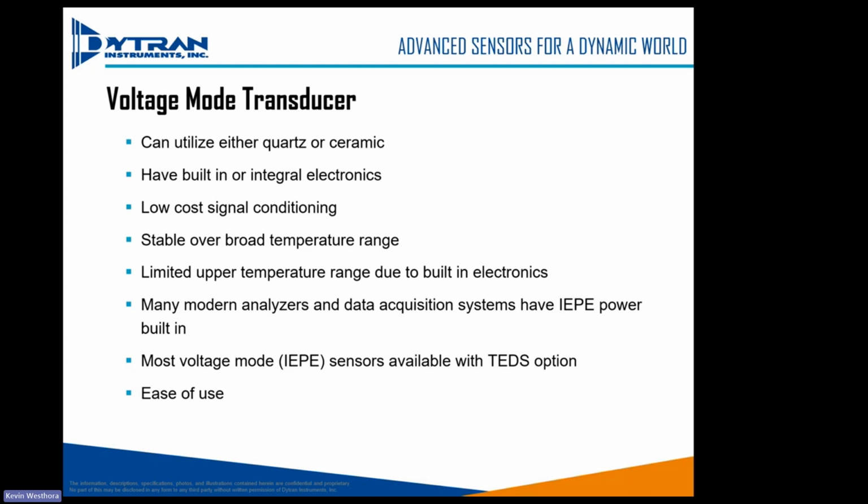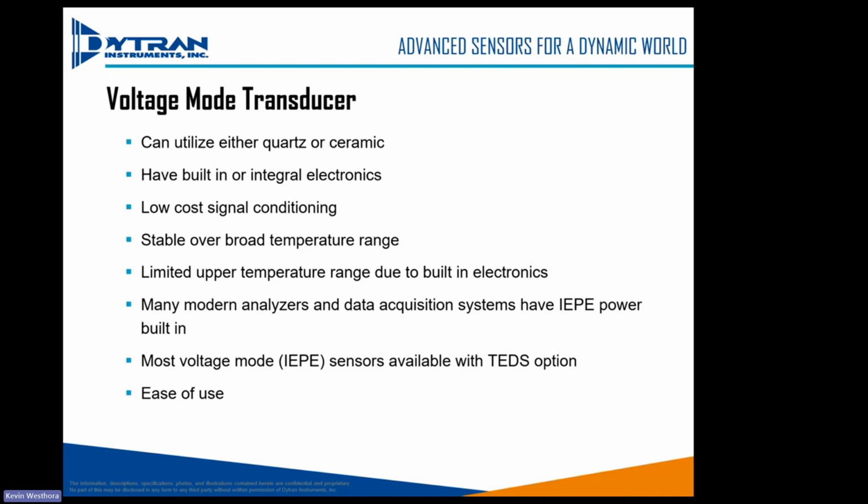So a voltage mode transducer has built-in amplifier, as we said. It's stable from about minus 40 C to 160 C. If you go above that, you would then need to go to a charge mode sensor. In my opinion, the only reason you would ever use a charge mode accelerometer is temperature. If you're above 160 degrees C, you would need a charge mode accelerometer.